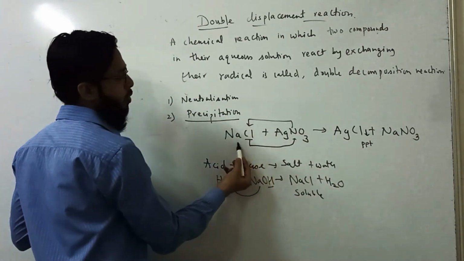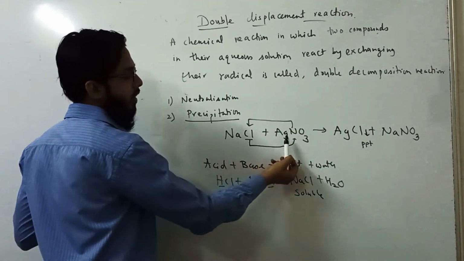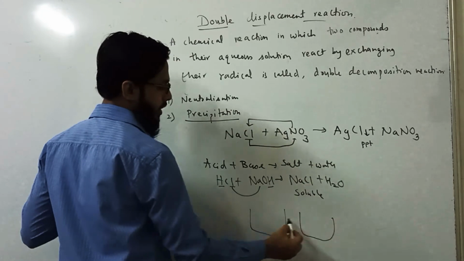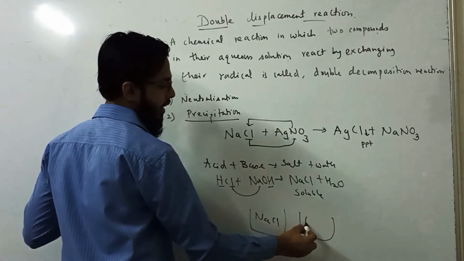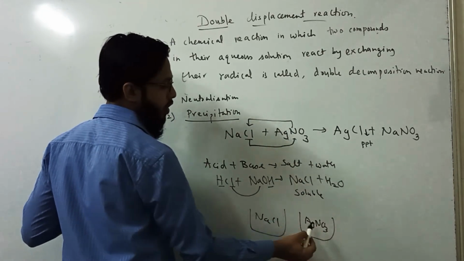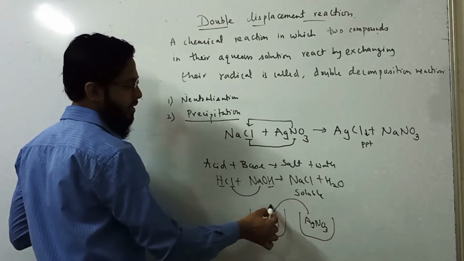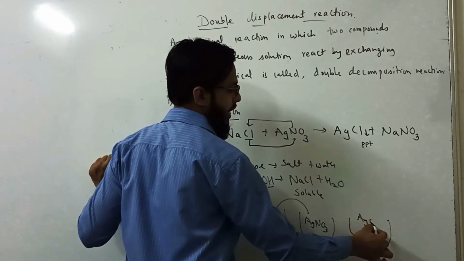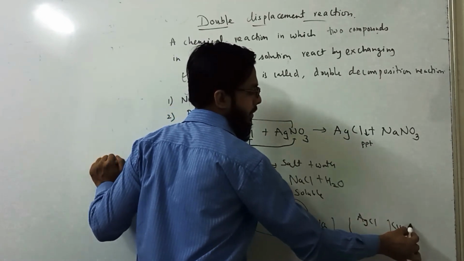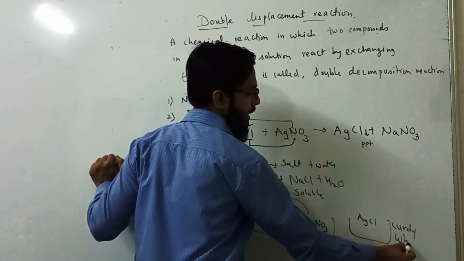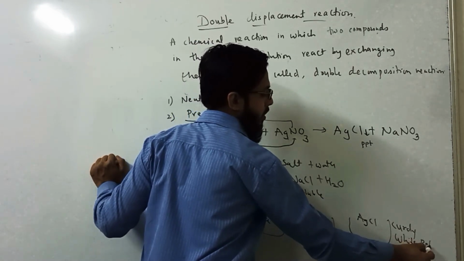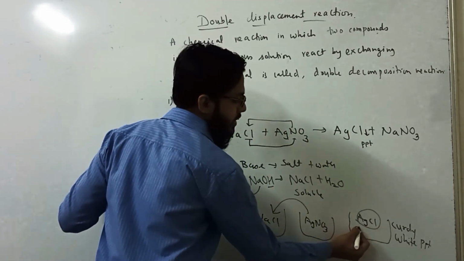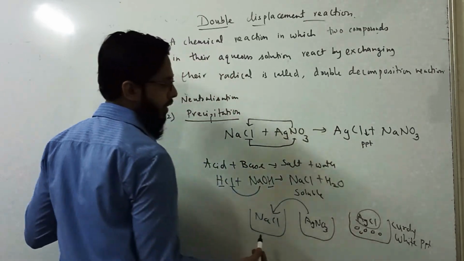Like this: sodium chloride, AgNO3, both are soluble. But when they react, these two solutions, NaCl and AgNO3, they are soluble. You will not see any particles. But when you mix both solutions, the formation of AgCl is a curdy white precipitate. So AgCl is formed, which is white in color. So you will see the white particles of AgCl.